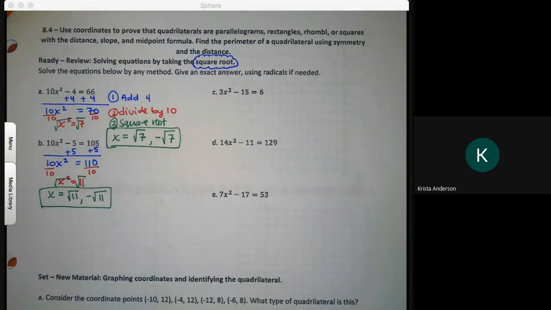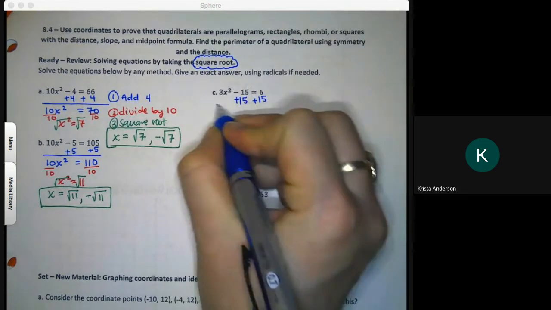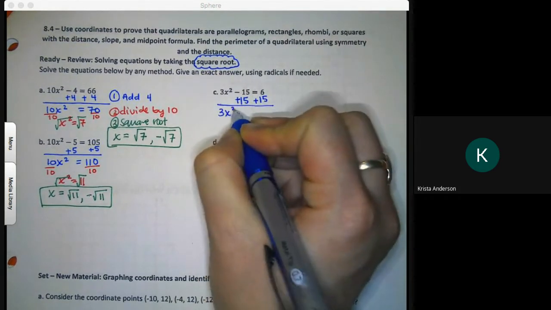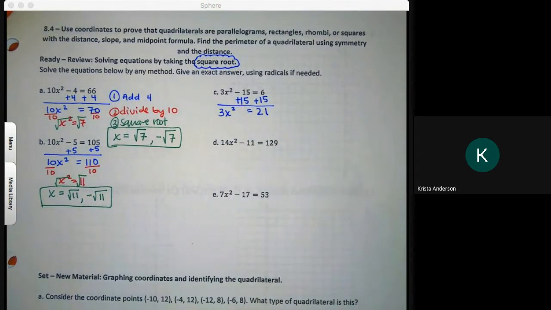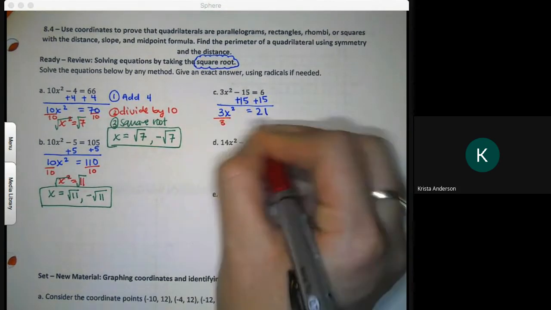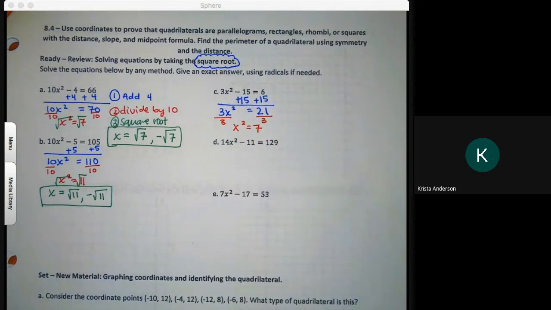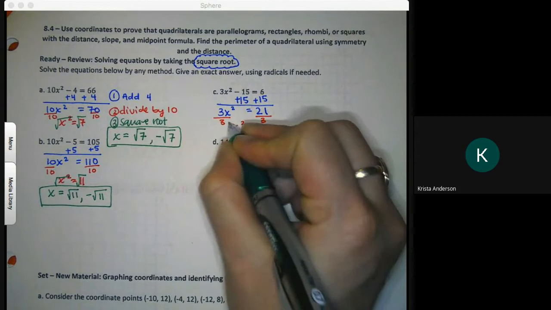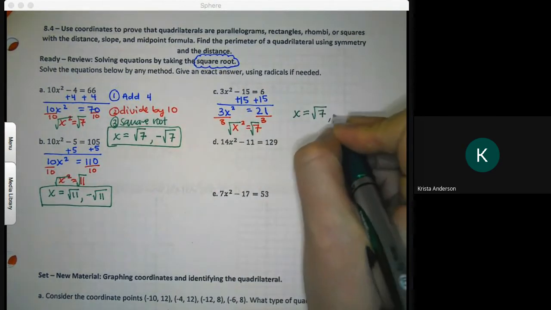Question C, what is my first step? Add 15. Good, that is correct. That gives me 3x squared equals 21. Next step. Divide by 3. X squared equals 7. Last step. Square root it, which tells me I have a positive root 7 and a negative root 7.